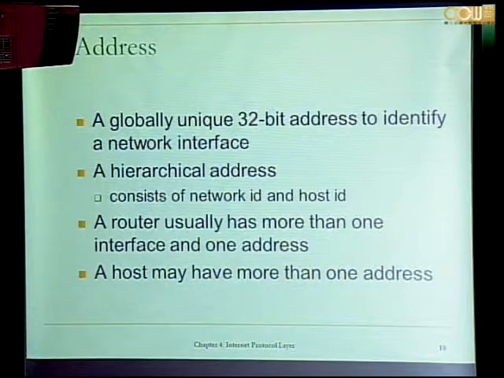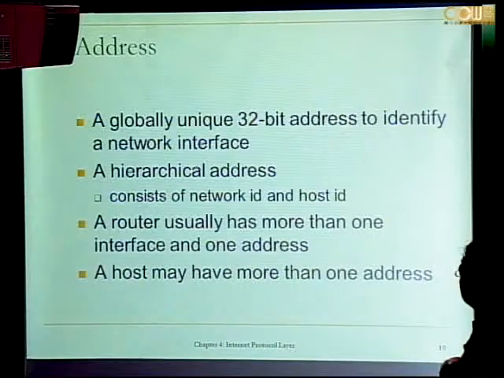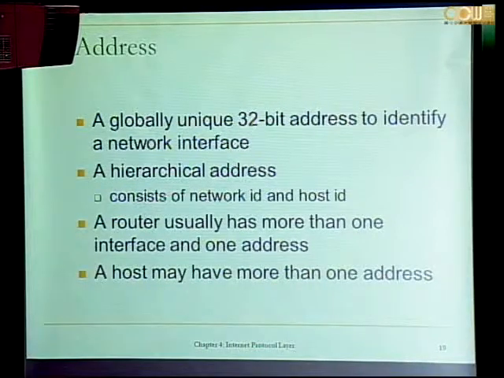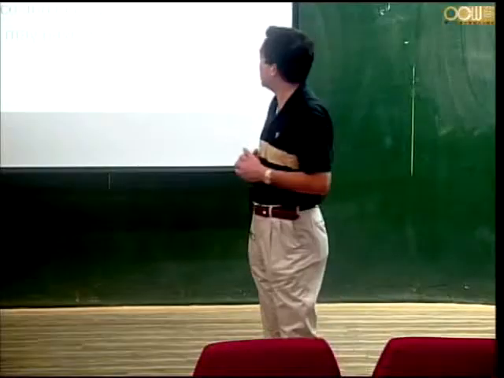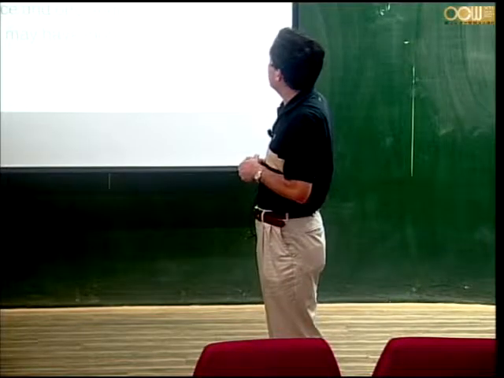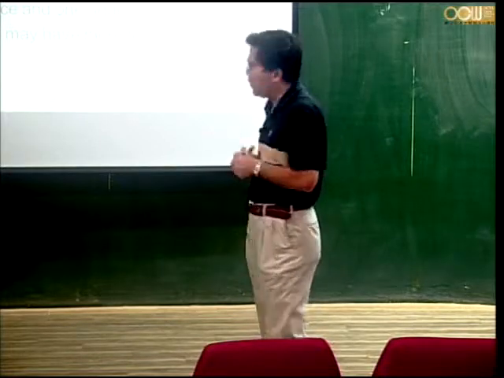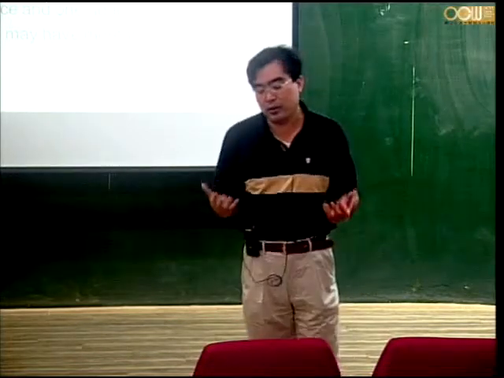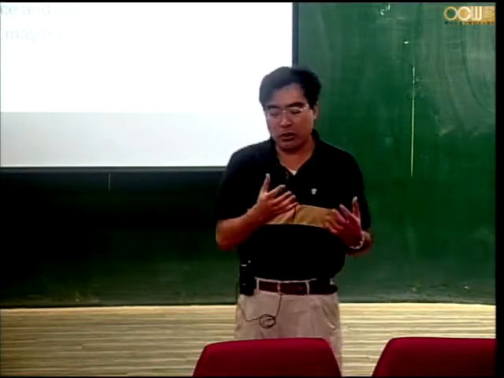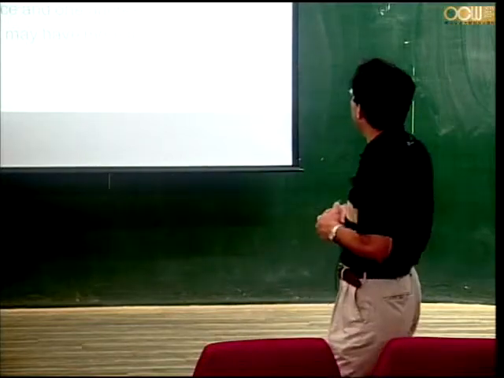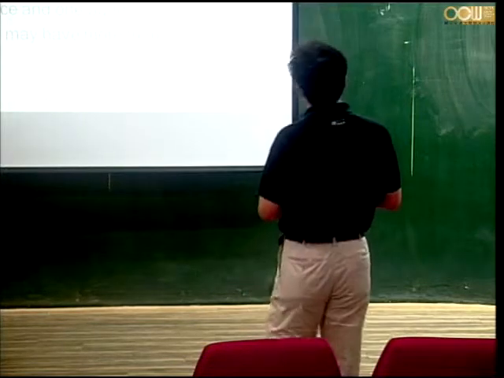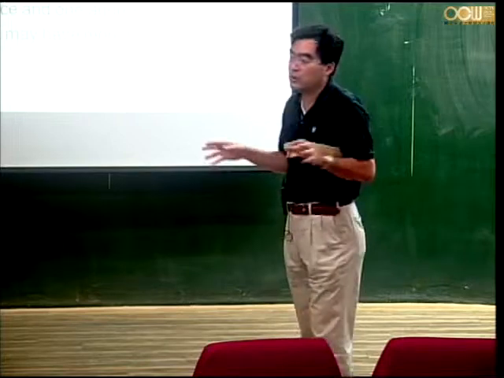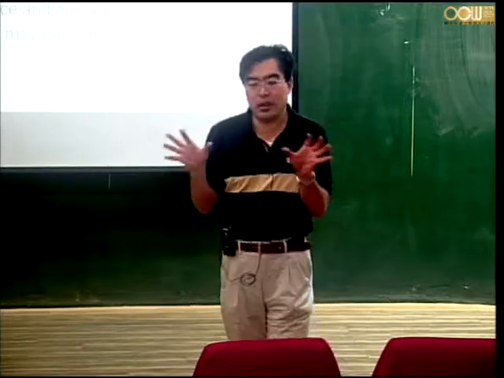IP addressing: it's a globally unique 32-bit address, and it's hierarchical, unlike a MAC address, which is essentially flat. Here it's hierarchical, and consists of a network ID and host ID, or network address and host address, or you can call them network number and host number. So there are two parts in the address, and it breaks the address down into two parts.